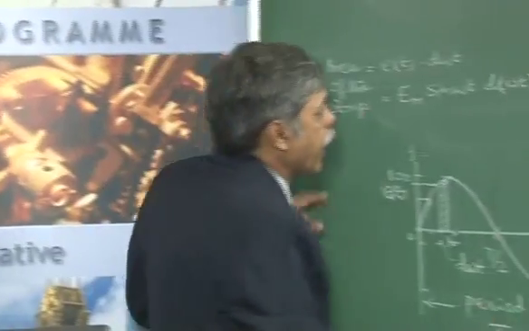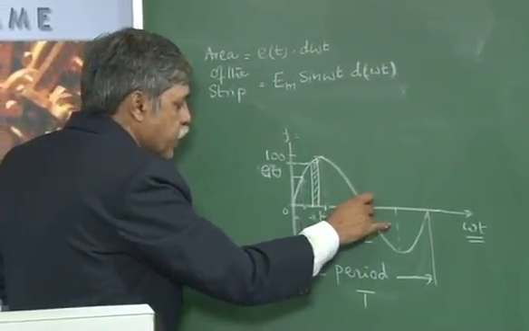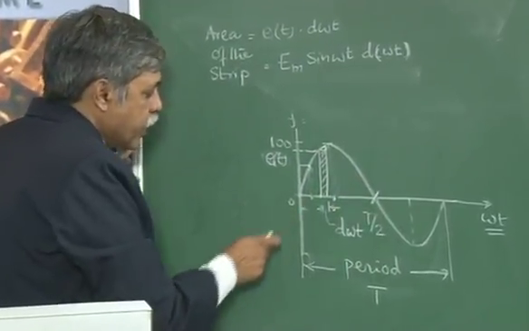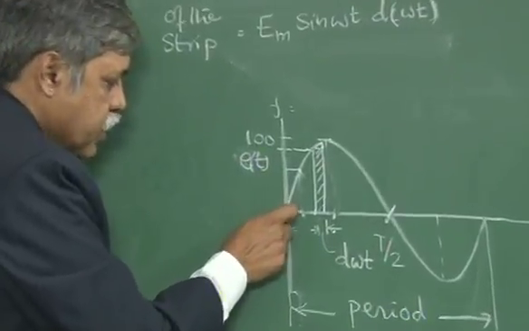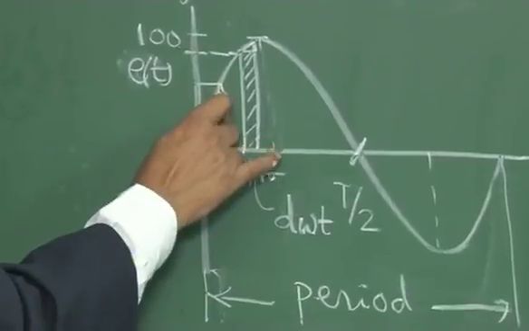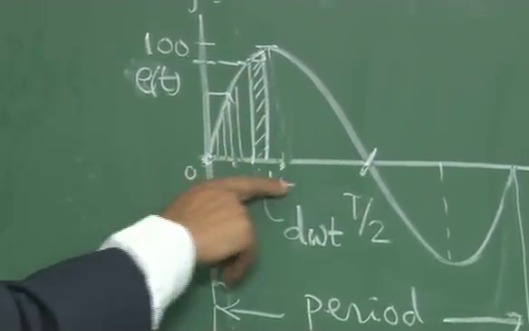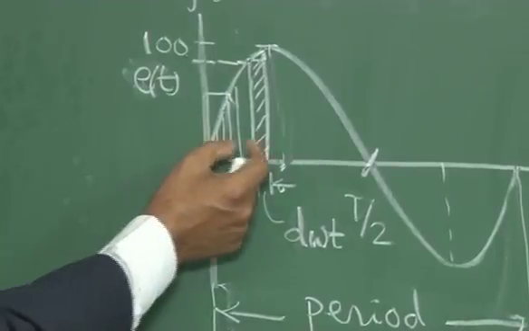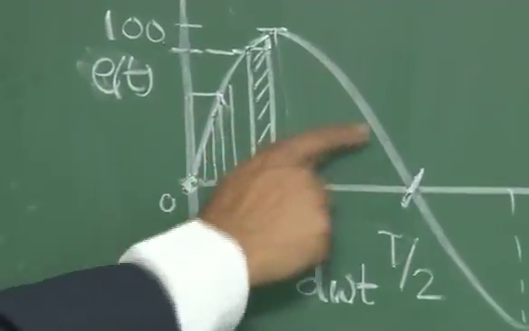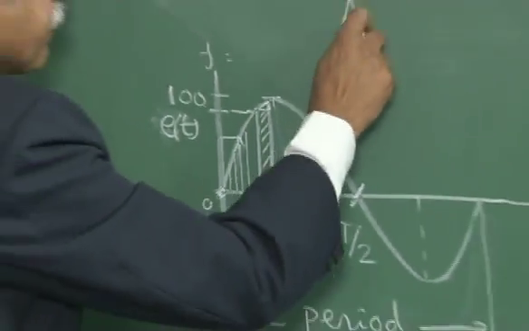Now, if I take the total area under the positive half cycle, what I have to do is, from one end of this, that is 0 to T/2, I can consider that this waveform is made up of small elemental strips, each of width d omega t. Adding up all the elemental strips, I will get the total area.